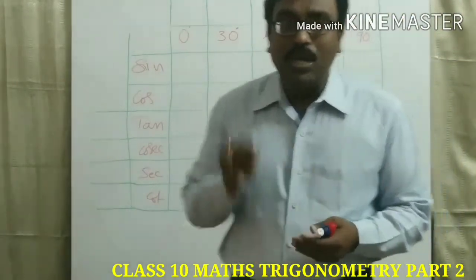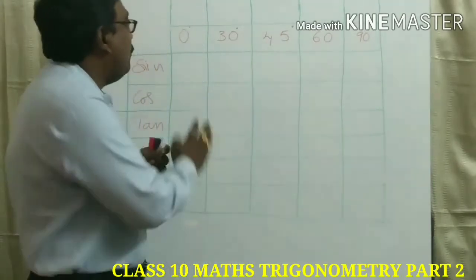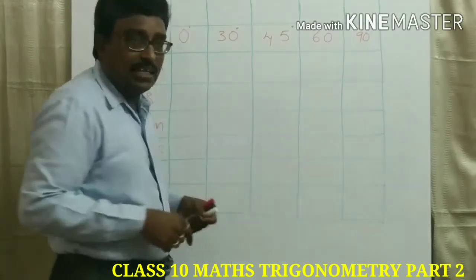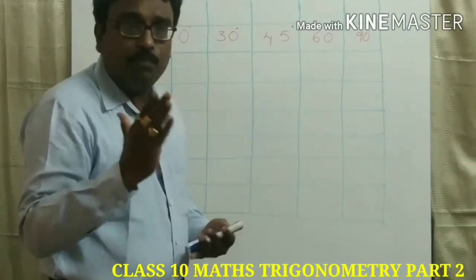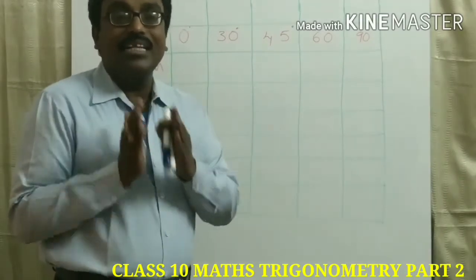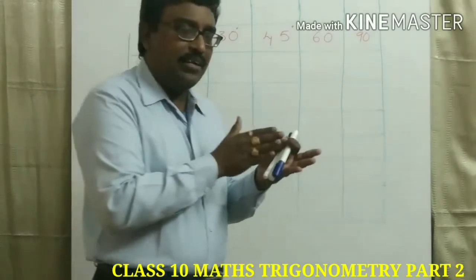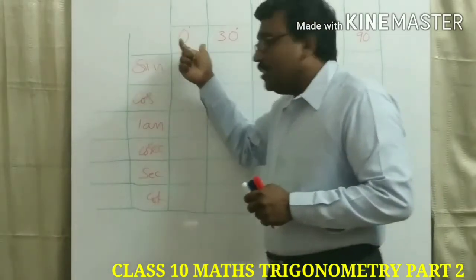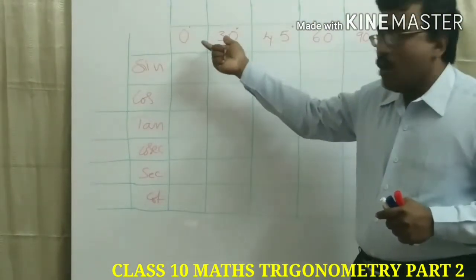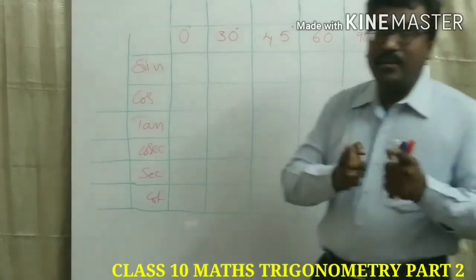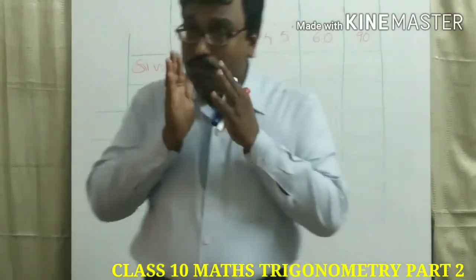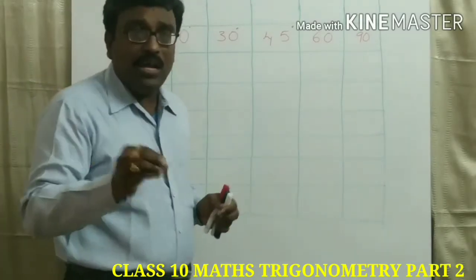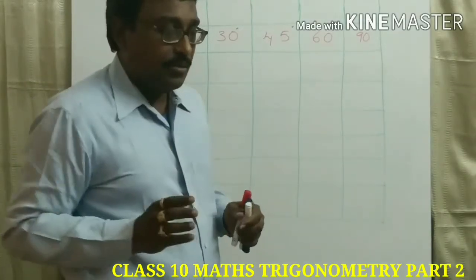In class 10, we should discuss only 0 degrees to 90 degrees, and that too only these 5 angles. If you pause the video and observe the second exercise of NCERT or S. Chand, it consists of a number of sums based on these values only. So, if you know these values, then you can solve any sum from the second exercise.